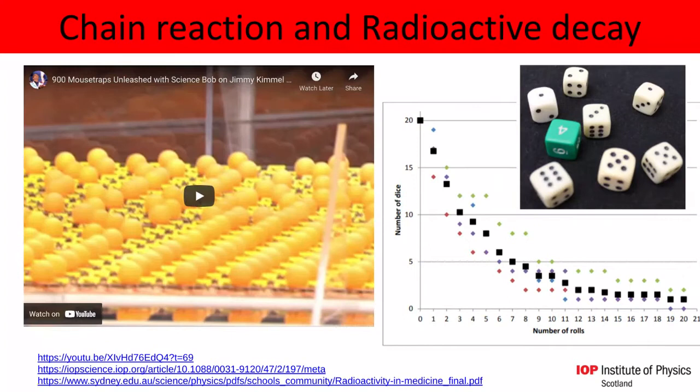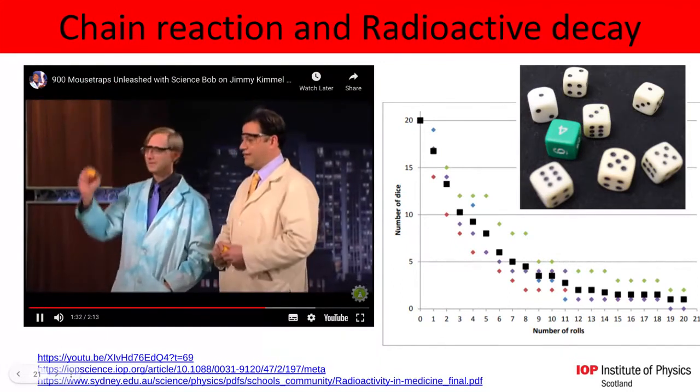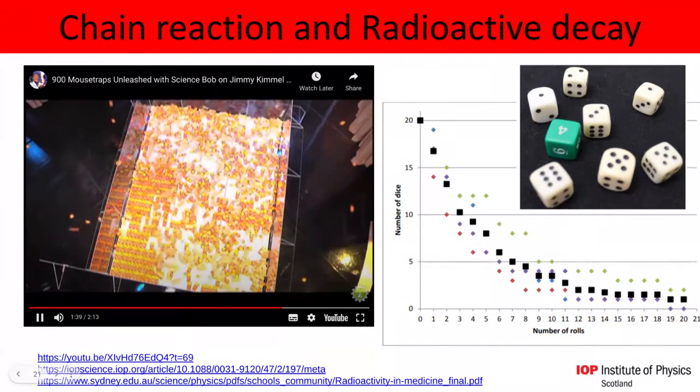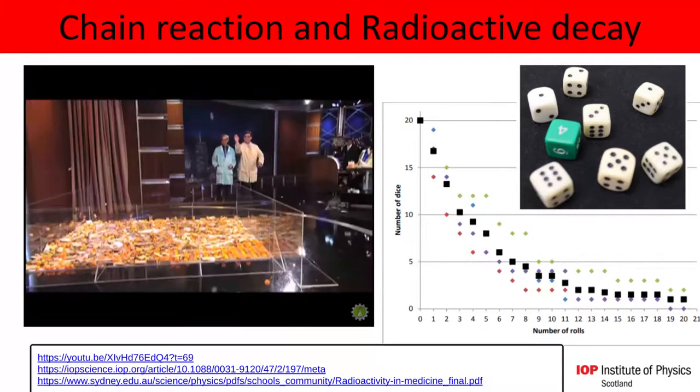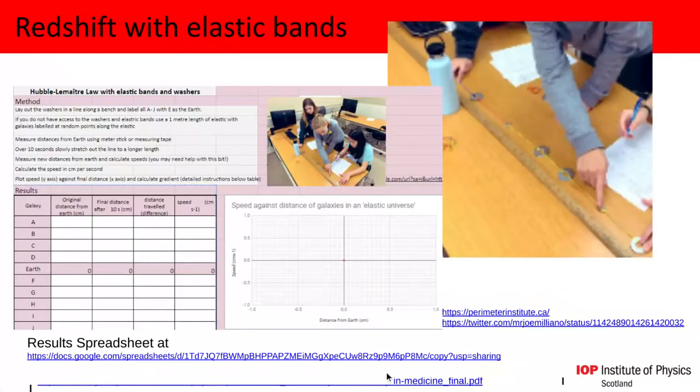Chain reaction or radioactive decay. I'll set the video watching for this because it's worth watching. And the tumbling dice analogy for radioactive decay. There are other videos with mouse traps and things like that. A really successful model which gives quantitative results is simulating redshift or expanding universe with elastic bands and steel washers, and that's described by the Perimeter Institute, from the links that are given there.